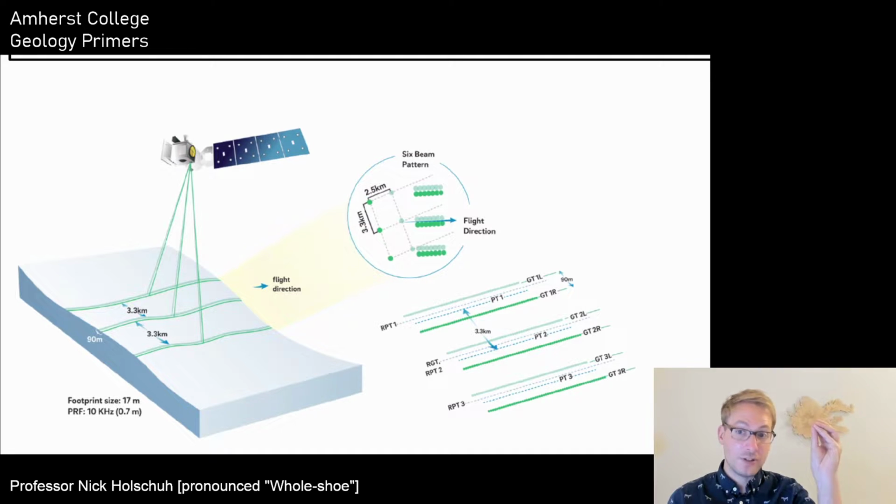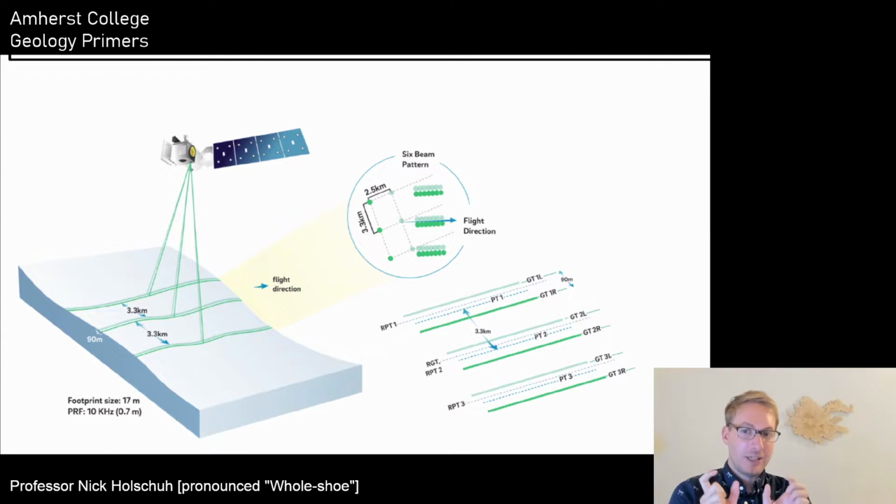We need to know where this really fast-moving satellite is at all times. We need to know very precisely what direction it's pointing relative to its fixed orientation in space. And we need to know how fast that light travels through the atmosphere back up to the satellite. If we know all those things, then we can collect the surface elevation of the Earth through time along these tracks that are running along Earth's surface.